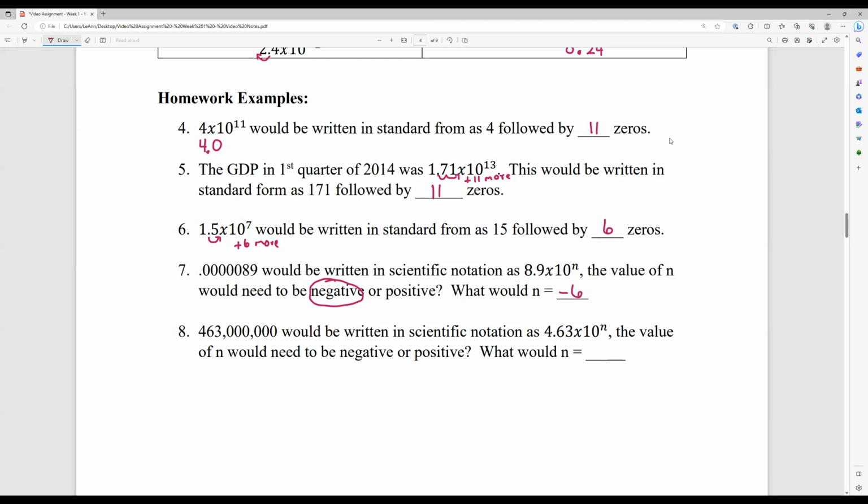463 million would be written in scientific notation as 4.63 times 10 to the n. The value of n would need to be negative or positive. This time our number is greater than or equal to 10 originally, so it's going to be positive. And we need to move it 1, 2, 3, 4, 5, 6, 7, 8. So positive 8.